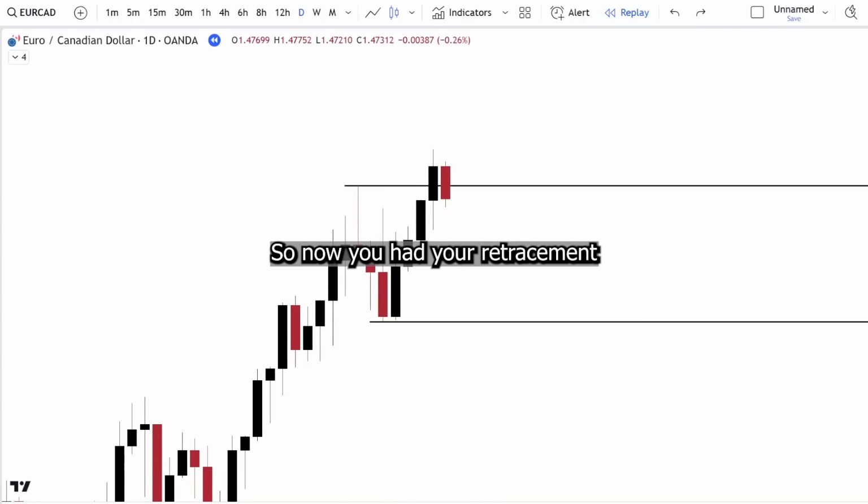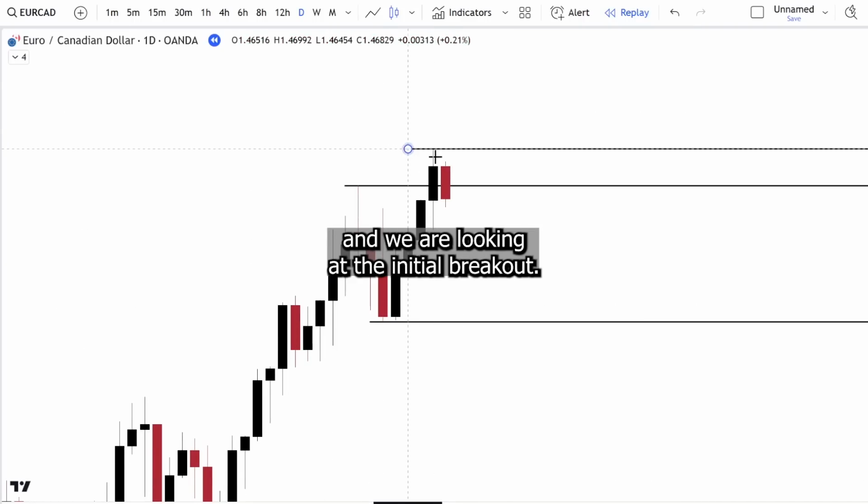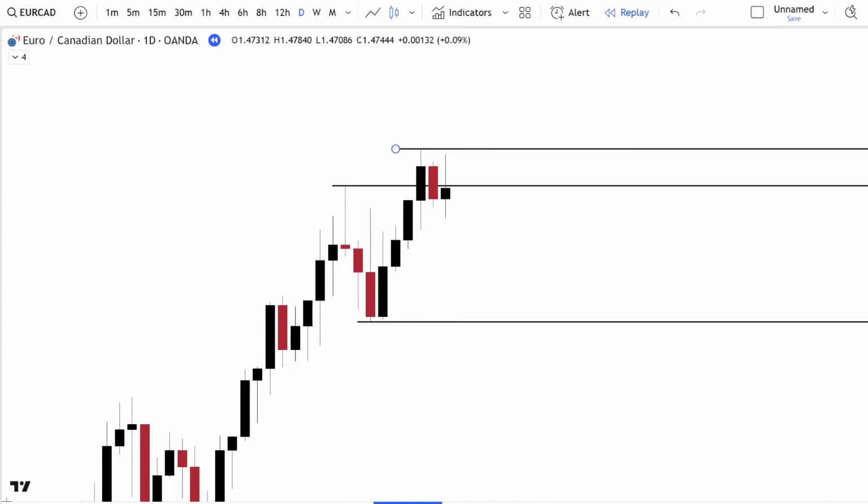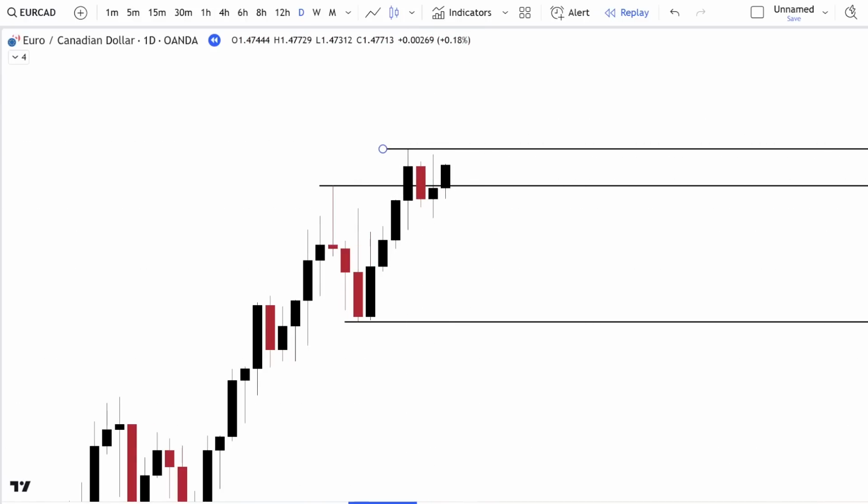So now you had your retracement, and we are looking at the initial breakout. We have a bull candle. This is one confirmation. And again, you could start looking for bull setups once you see a green candle, but this is not your highest form of confirmation. The highest form would be your close above. So now you have two green candles.